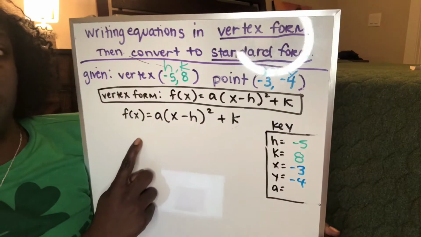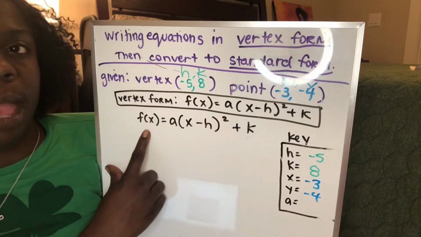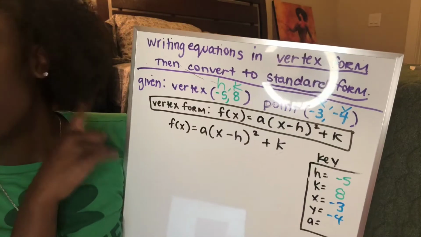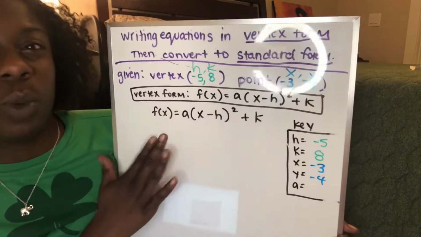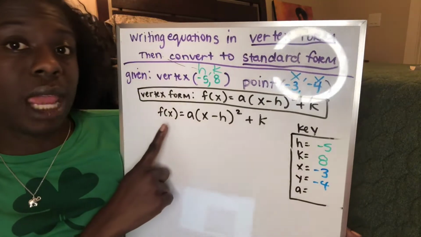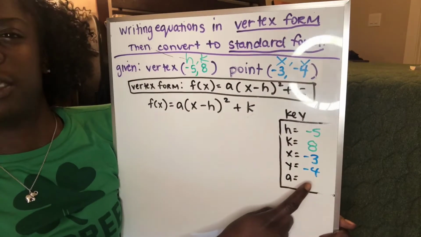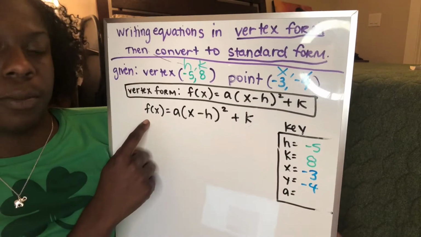So first thing I also want to mention is we need to remember, and all of us do remember this, f(x) is the same as what variable? y equals, okay? So when we see f(x), that just means function, that just means equation, and that is the same as y. So I did not write f(x) in my key, but I should understand that y is the same as f(x), okay?